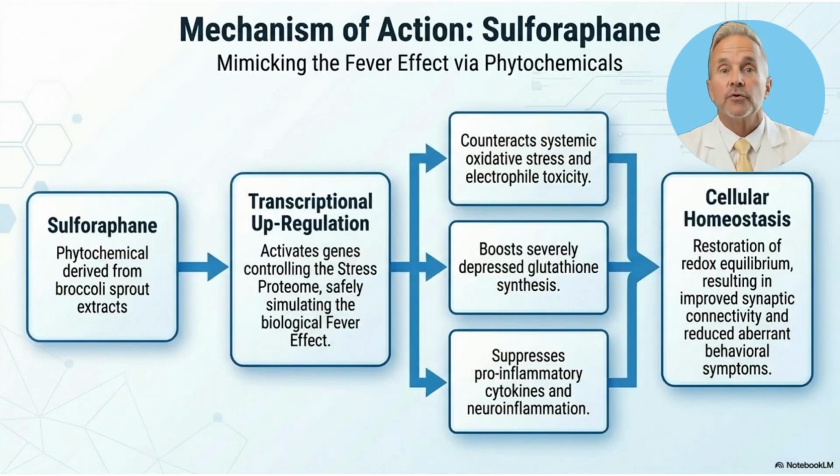We cannot constantly induce fevers in patients, but we can mimic this effect using saunas and phytochemicals like sulforaphane, derived from broccoli sprout extracts. Through transcriptional upregulation, sulforaphane activates the genes controlling the stress proteome. This yields three direct benefits: counteracts systemic oxidative stress and electrophile toxicity, boosts severely depressed glutathione synthesis, suppresses pro-inflammatory cytokines and neuroinflammation. Ultimately, this mechanism restores cellular homeostasis, improving synaptic connectivity and reducing aberrant behaviors.